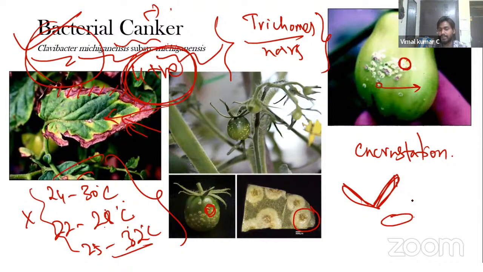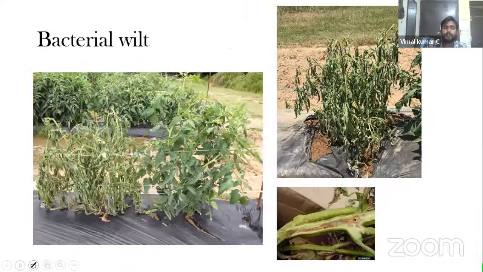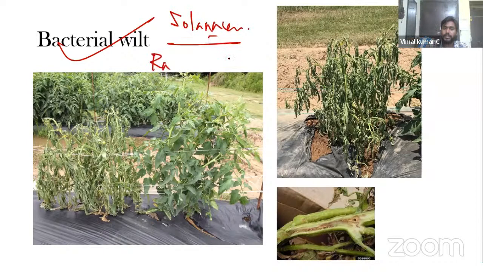Then coming to bacterial wilt. This is also one of the major diseases throughout India, right? In the previous class I told you about Ralstonia, race and biovar. If you take tomato, as I told, it is solanaceous, so it is race 1, and biovar may be 1, 2 or 3. These are all the possibilities which can infect tomato.